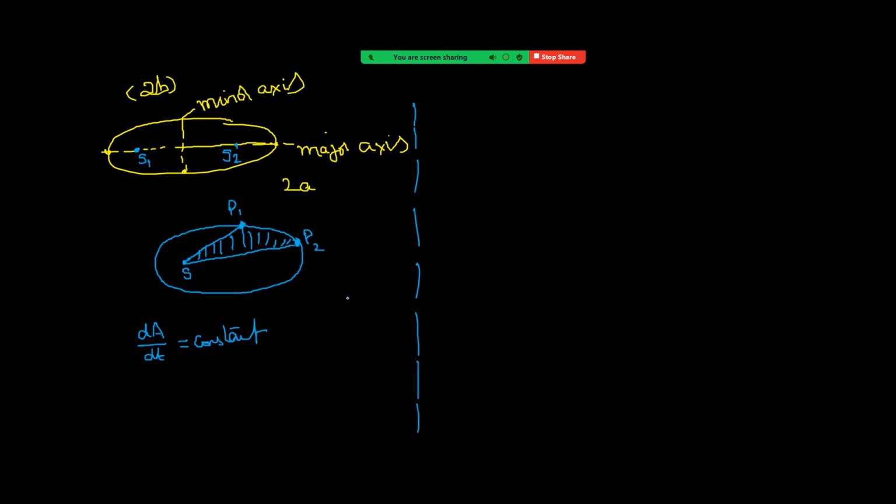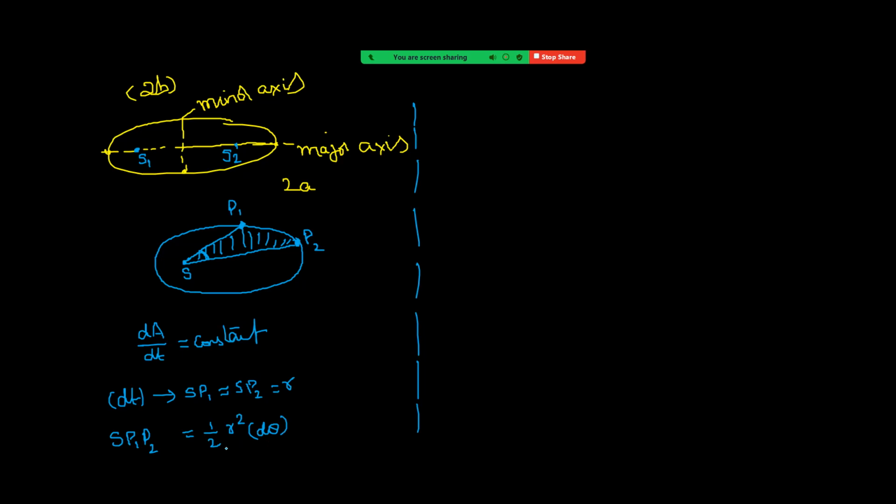Let us take a small time interval dt. In that small time interval, the planet moves from P1 to P. Since we are taking a very small time interval, the length SP1 is approximately equal to SP. So both lengths are equal. Let us take that the radius vector turns by an angle d theta. Then the area of SP1P will be, taking that length as r, half r square d theta.